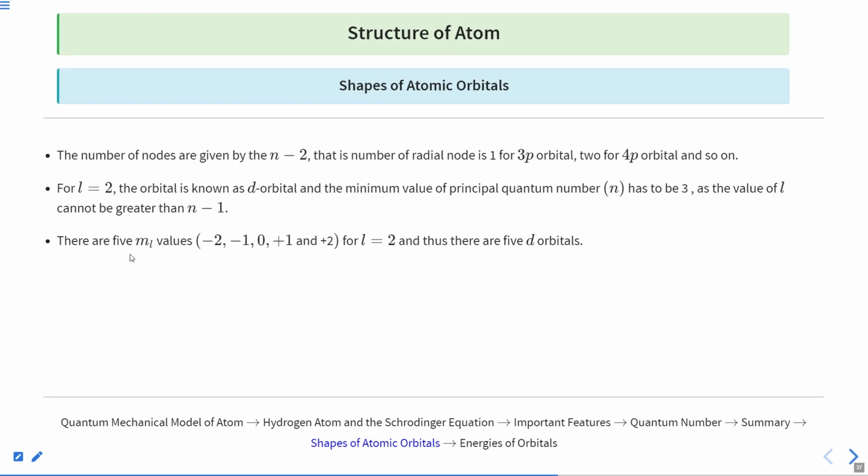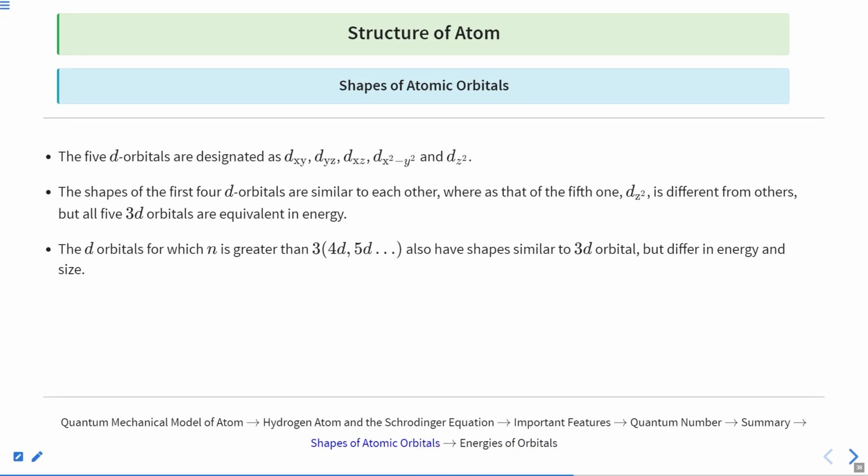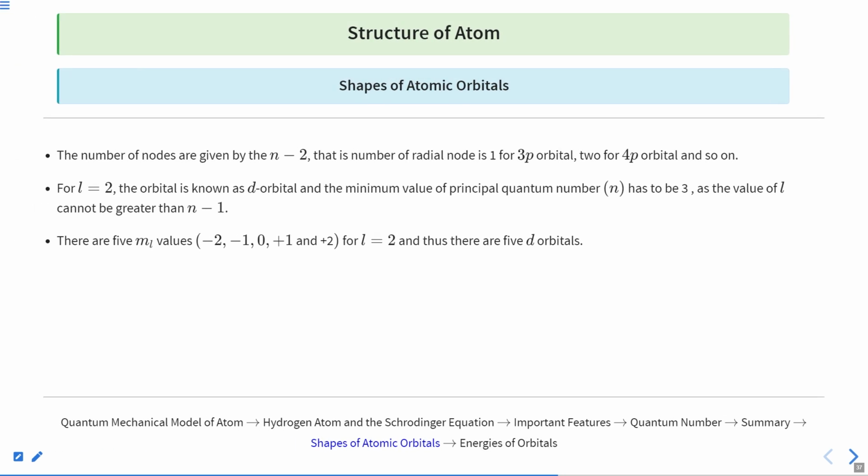Clear? Okay. Now there are 5 values of ml. We know that there are 5 values of ml. We have calculated those: -2, -1, 0, 1, and 2. Those are assigned to these 5 d orbitals. Clear? Now, what is the number of nodes again here? The number of nodes is given by n minus 2 in the case of the d orbital.